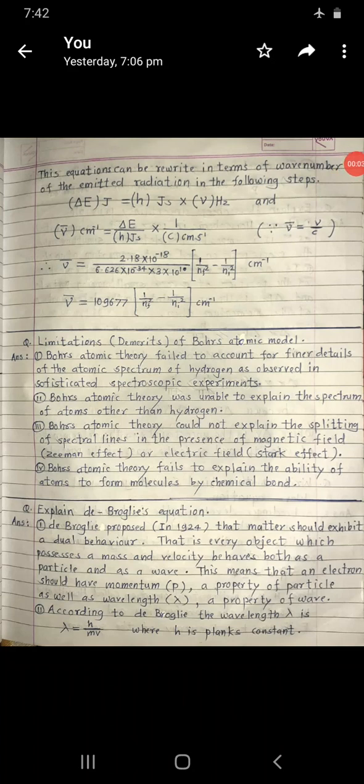Good morning, students. Today's next part of structure of atom is limitations of Bohr's atomic theory, that is demerits of Bohr's atomic theory. First limitation is, Bohr's atomic theory fails to account for finer details of the atomic spectrum of hydrogen as observed in sophisticated spectroscopic experiments.